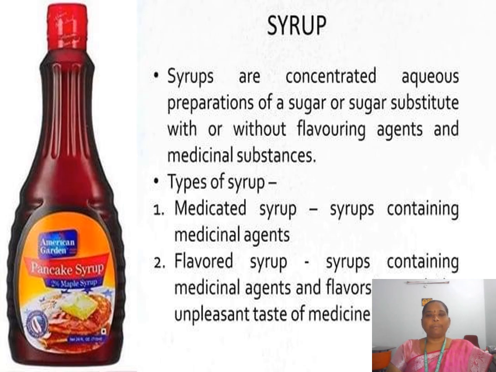Next one is syrups. Syrups are concentrated aqueous preparations of a sugar or sugar substitute, with or without flavoring agent and medicinal substances. If you are having a drug, that is known as a medicated syrup. A medicated syrup consists of a medicinal agent, like paracetamol syrup, so the drug is paracetamol. Another one is flavored syrup. It doesn't consist of any medicinal agent or medicament. It is used only for flavor or to mask the unpleasant taste of medicines. So that is known as flavored syrup.